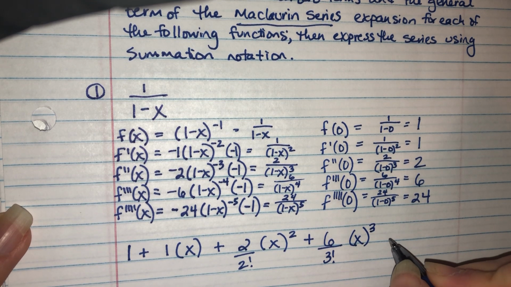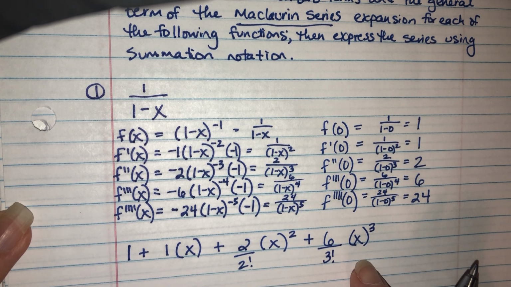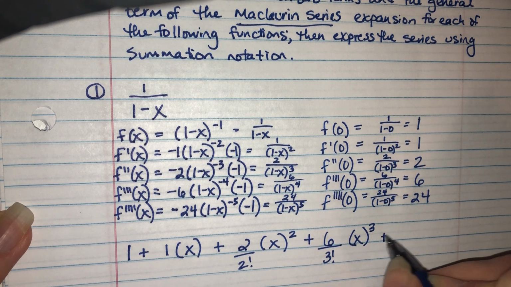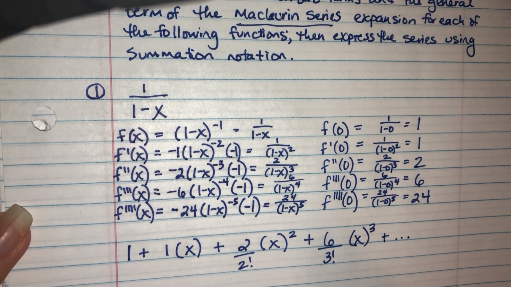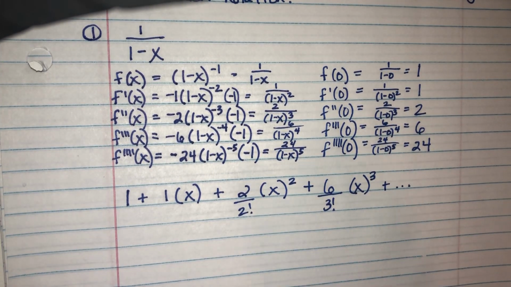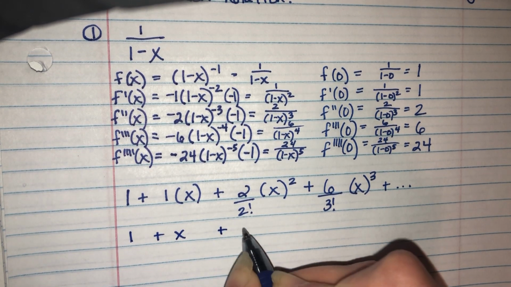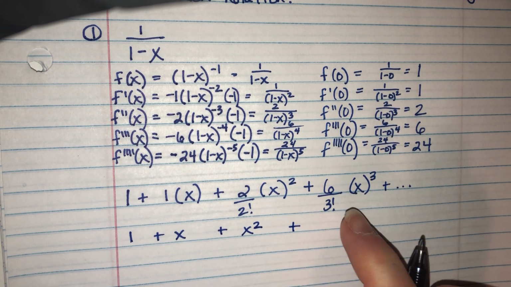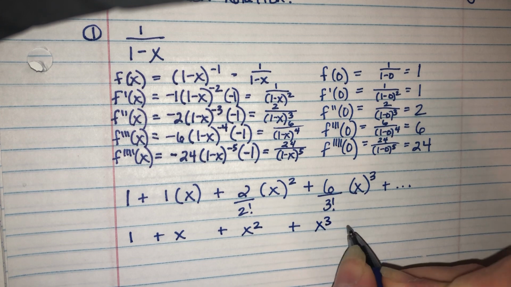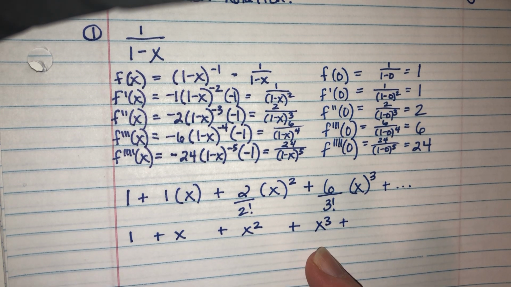And then, let's see, we don't really need another term, do we? Because none of them are going to zero out, so we're not going to actually need to use that fourth derivative. But we will have plus dot, dot, dot, because it's a series, it goes on forever. You can't just stop it like you would a polynomial, okay? So the terms are going to go like this: 1 plus x plus x squared, since 3 factorial is 6, so this is just a coefficient of 1, plus x cubed, plus dot, dot, dot. We have the first 4 non-zero terms.